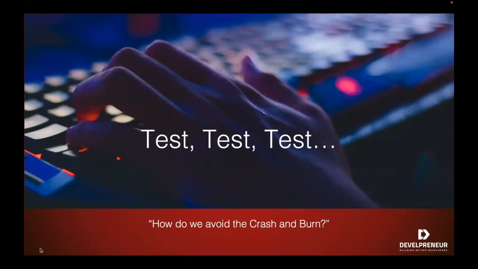So as I have here, we want to test. So how do we avoid that crash and burn? So during the software cycle, as we're testing our applications, as we're building the applications, we want to make sure that we have someone there that is testing as each of the features slowly roll out. This way, we can actually catch things before we get to the end user.